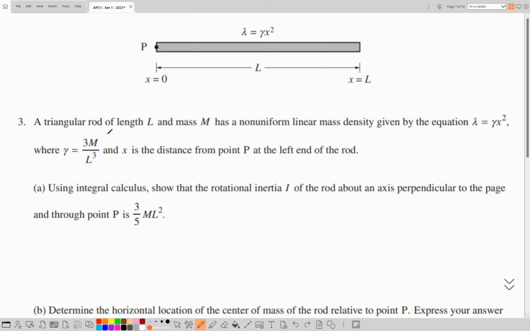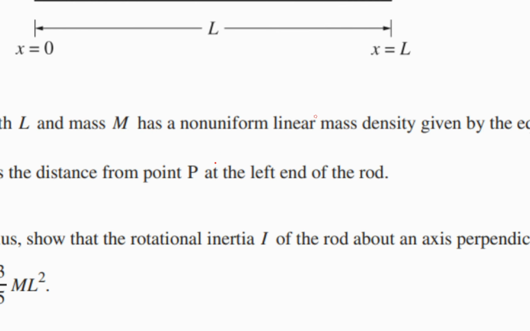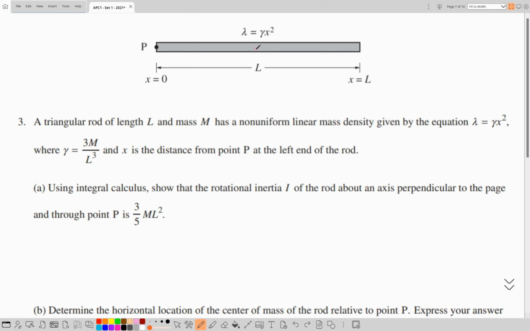and say a triangle. So always remember that the figure appears above the text and not below the text, okay? So always restrict yourself, whenever you're reading a text, to look at the figure above. A triangular rod of length capital L and a mass capital M has a non-uniform linear mass density. So this is very important. What does this mean? It means that the center of mass is not located geometrically at the center of the object. Given by the equation lambda is gamma x squared, where gamma is 3M divided by L cubed, and x is the distance from point P at the left end of the rod.